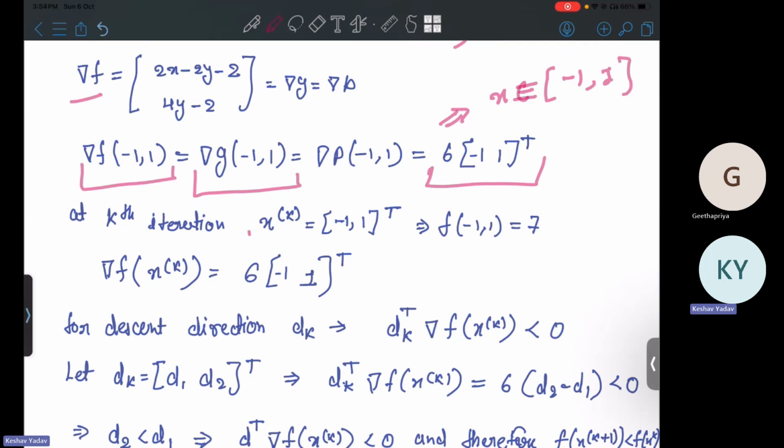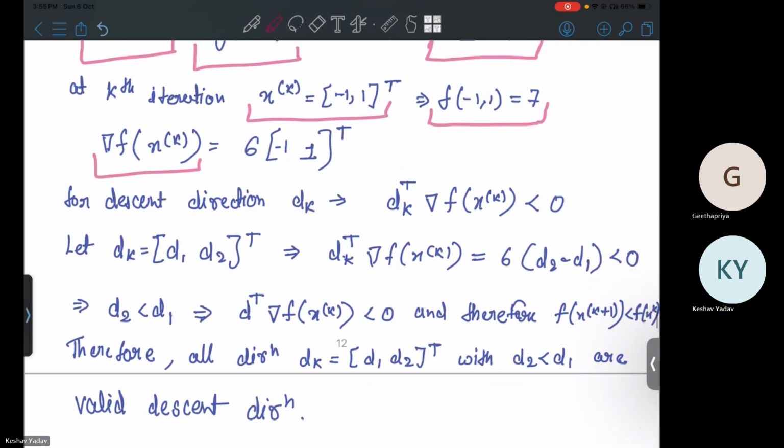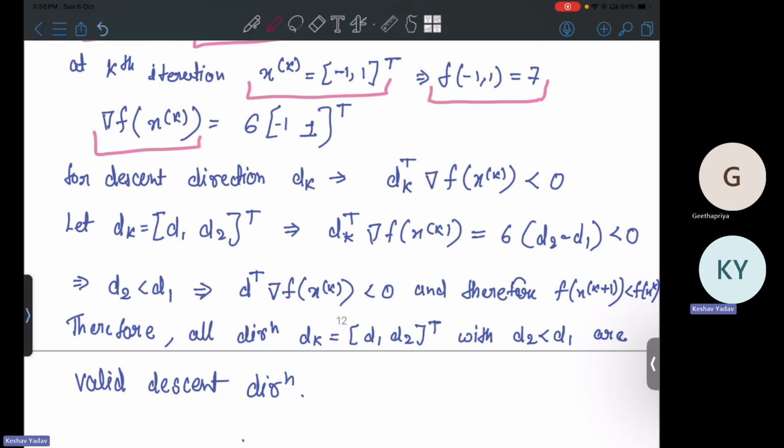Okay, this is my kth iteration value. Now I found out this function value at this point, and this is my gradient. Now what I will do, I want to satisfy this condition, so I choose dk such that it should be less than 0.